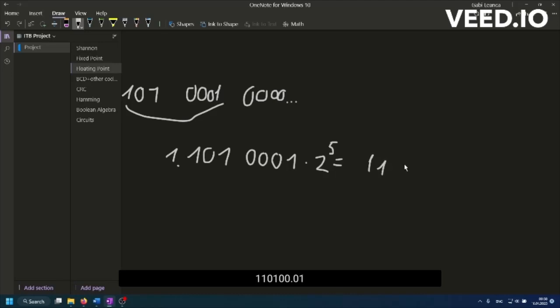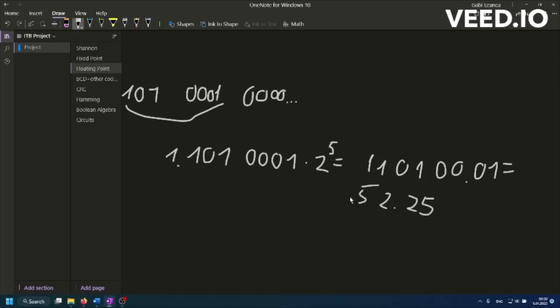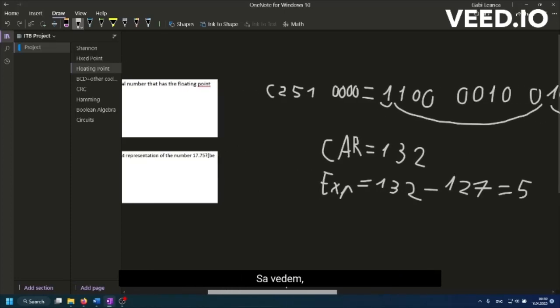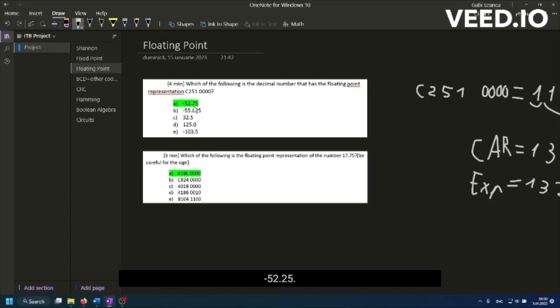One, one, zero, one, zero, 0.01, which is 52.25. Of course, we will minus, actually. So let's see. 0.25, yes. Minus 52.25.